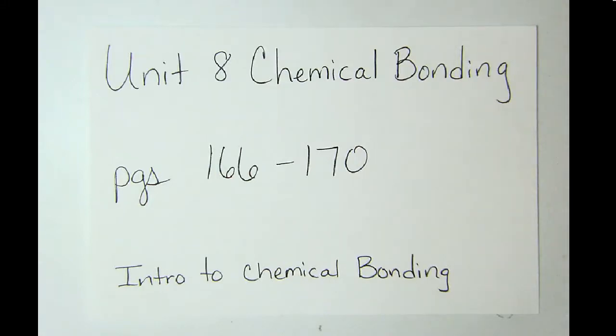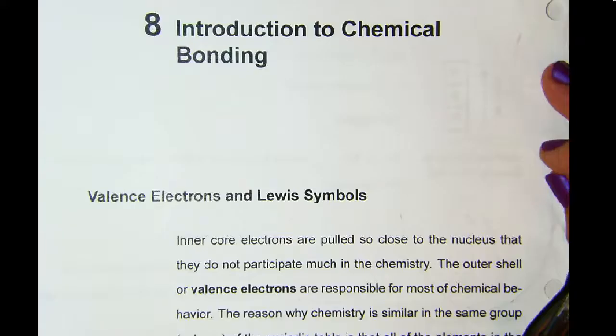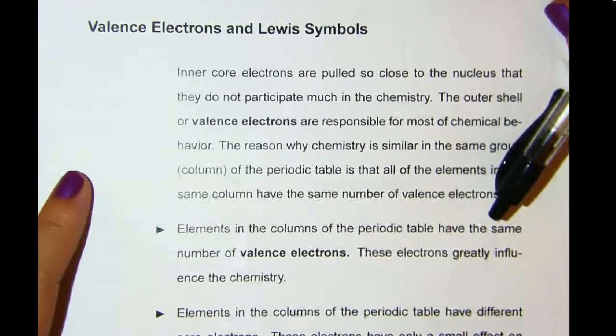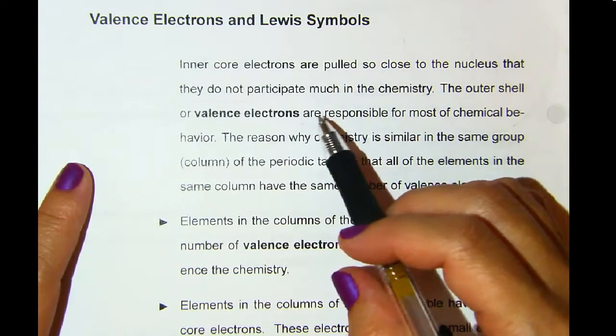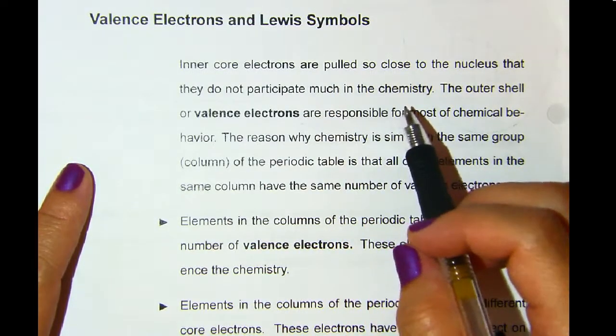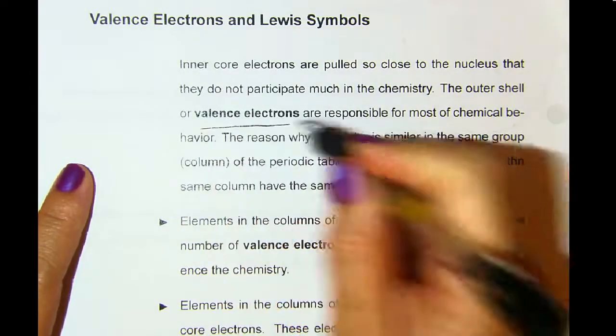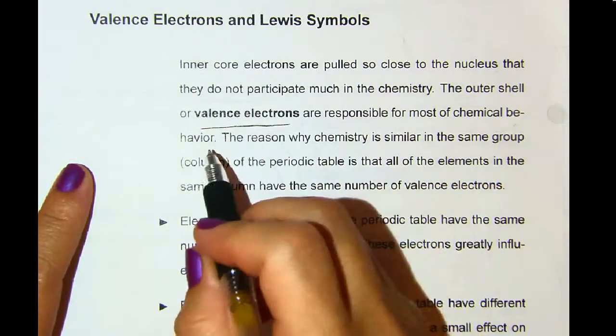Unit 8, Chemical Bonding, pages 166 to 170, an intro to chemical bonding. Valence electrons and Lewis symbols. Inner core electrons are pulled so close to the nucleus that they do not participate much in chemistry. The outer shell or valence electrons are responsible for most chemical behavior.